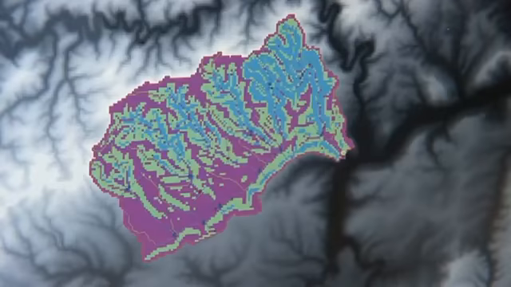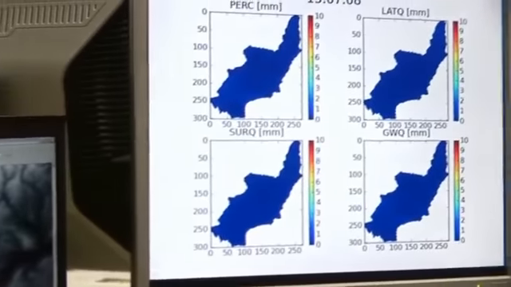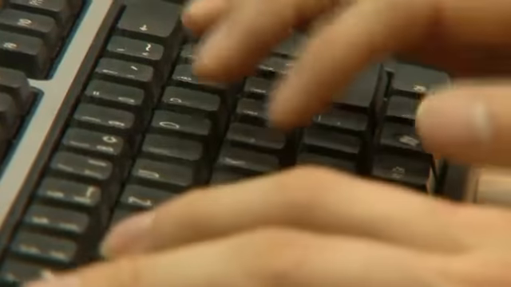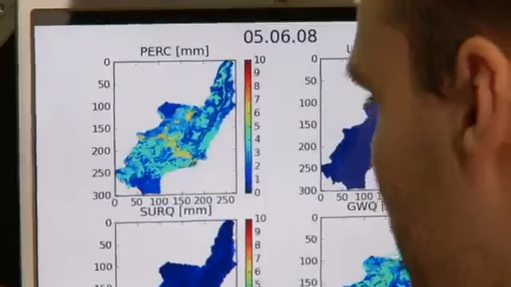Models such as the soil and water assessment tool SWAT used here simulate river discharge in a catchment and reproduce the dynamic of sediments and dissolved substances. A sound monitoring concept is essential for the validation of such models.